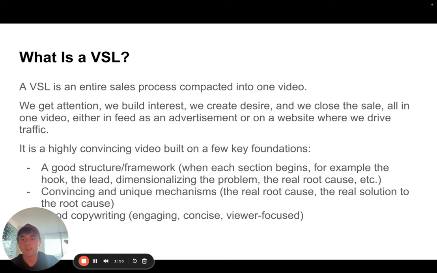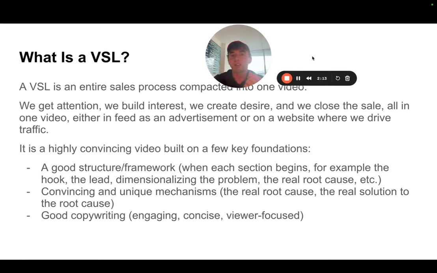So you can take a winning VSL, transcribe the script, and turn it into a structure that you can use to then write your own script. Without a structure, you're just flying blind, and it's very unlikely you're going to have a winning script. With a structure, you ensure that you have the highest possible chance to write a winner, because you're using proven direct response marketing principles.